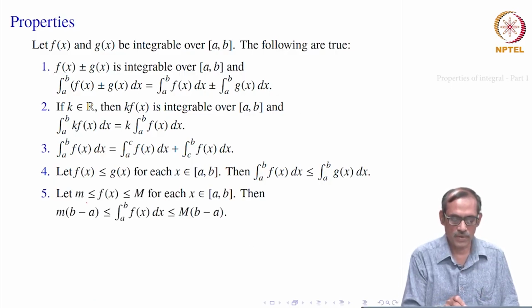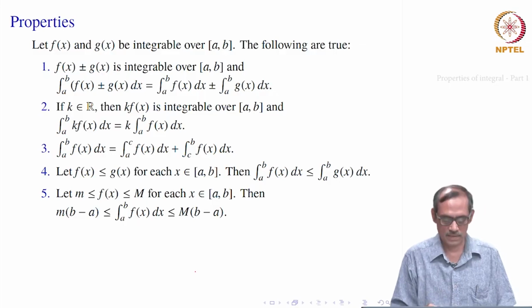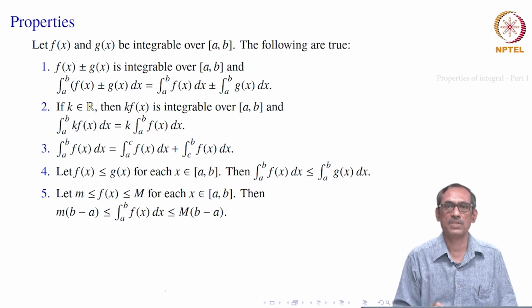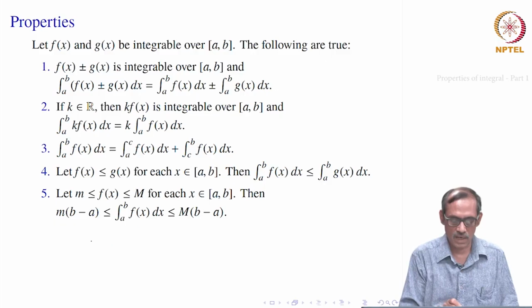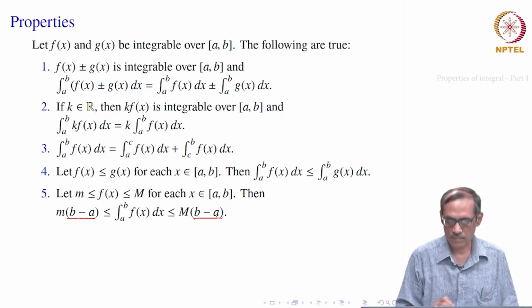Now, suppose f(x) is bounded over this [a, b], where small m is a lower bound for the set of all functional values of f, where x varies over [a, b], and capital M is an upper bound for that set. So, m is less than or equal to f(x) less than or equal to capital M for every x in [a, b]. Then something similar holds for the integral, but now we multiply by (b minus a) on both sides.